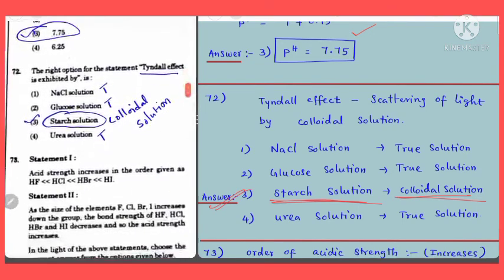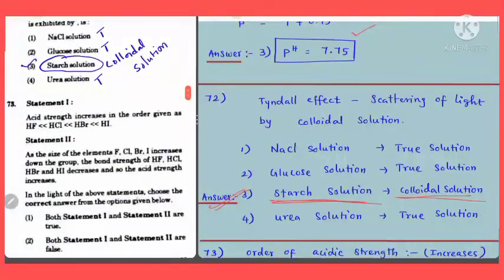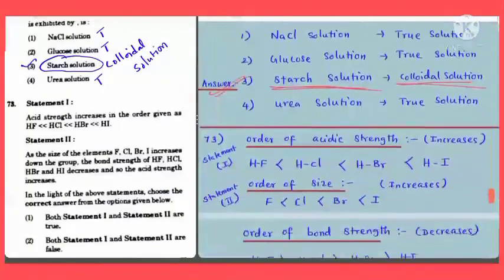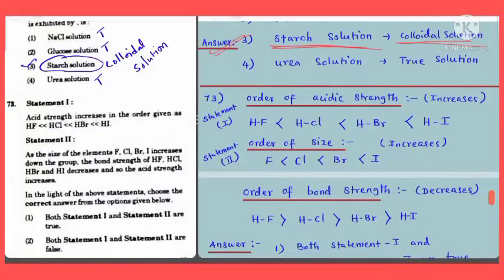Okay, question number 73. You are given 2 statements. In the first statement, you are given the increasing acidic strength of hydrogen halides. The acidic character of hydrogen halides increases from hydrogen fluoride to hydrogen iodide, which means hydrogen iodide is most acidic and hydrogen fluoride is least acidic. So that is the correct order.